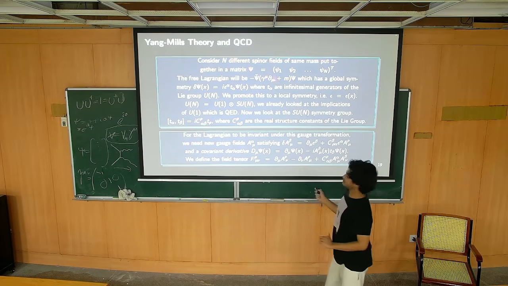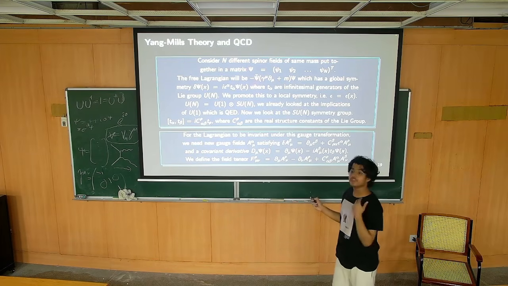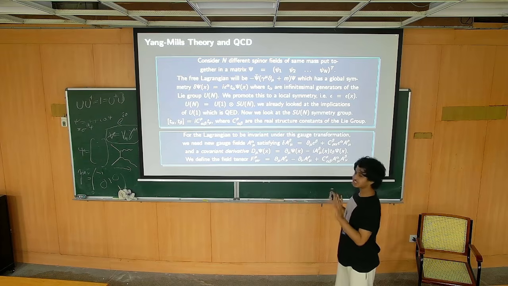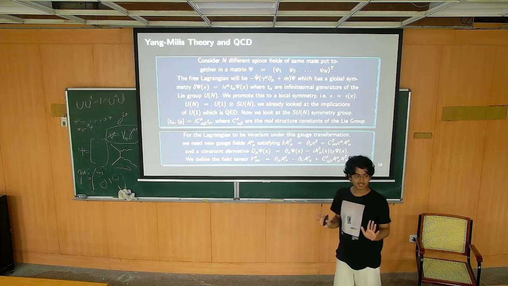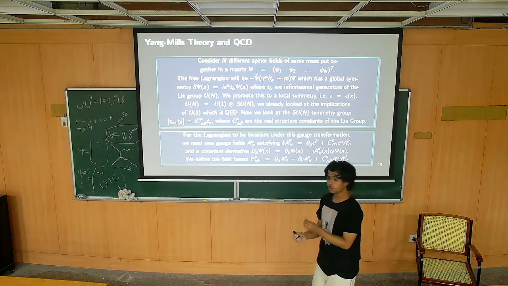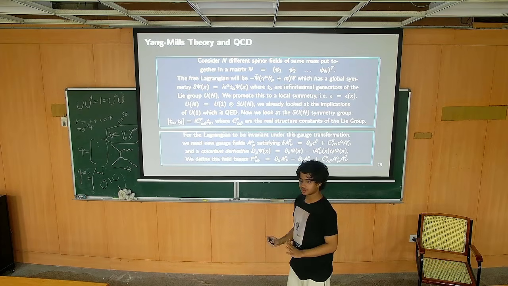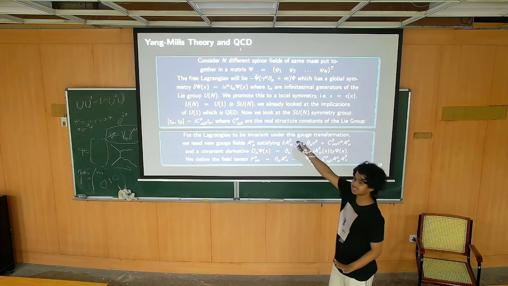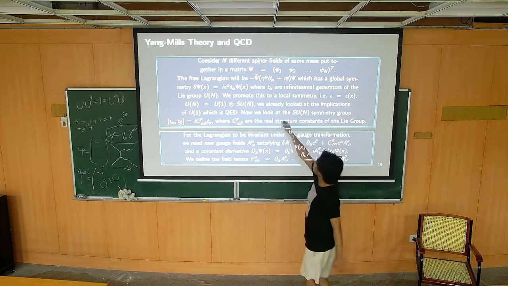Now you consider n spinor fields which are distinguishable but have the same mass. For example, red up quark, blue up quark, green up quark. So different spinor fields with the same mass. We write them as a column matrix.